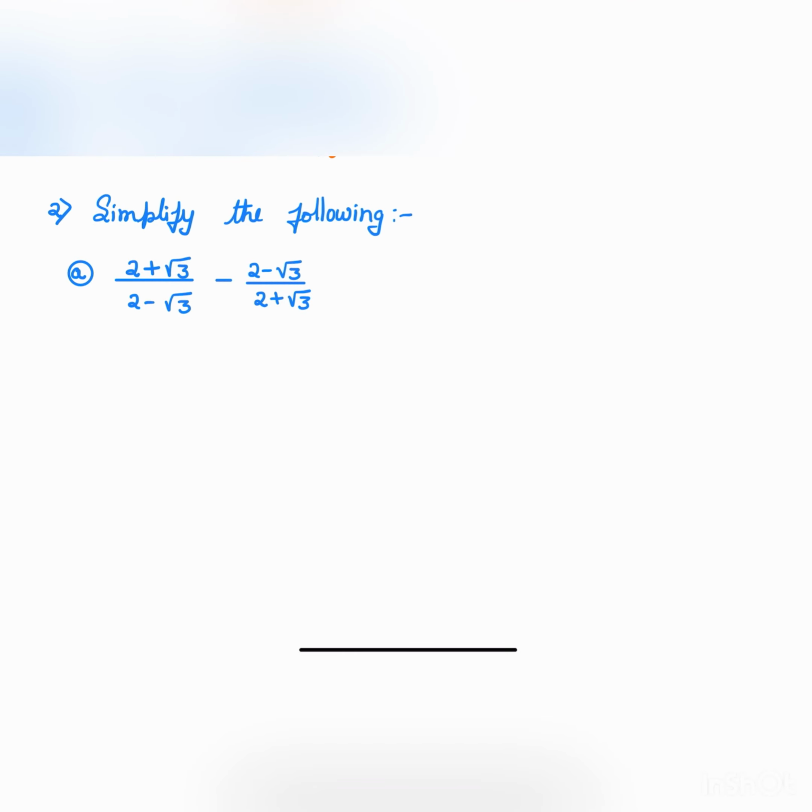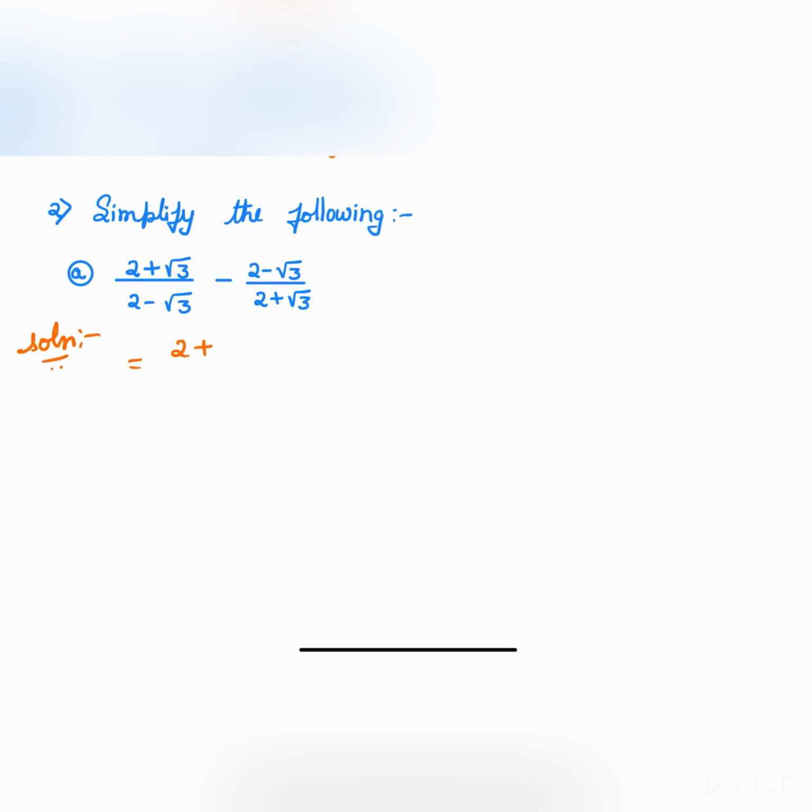Now let us go for the next one. Simplify the following. In this case, we have 2 plus root 3 by 2 minus root 3, minus 2 minus root 3 by 2 plus root 3. We have two terms of irrational numbers here. How do we do this? We have to rationalize separately, or else we can take this LCM also and we can do it. I'll do it by rationalizing both the terms separately.